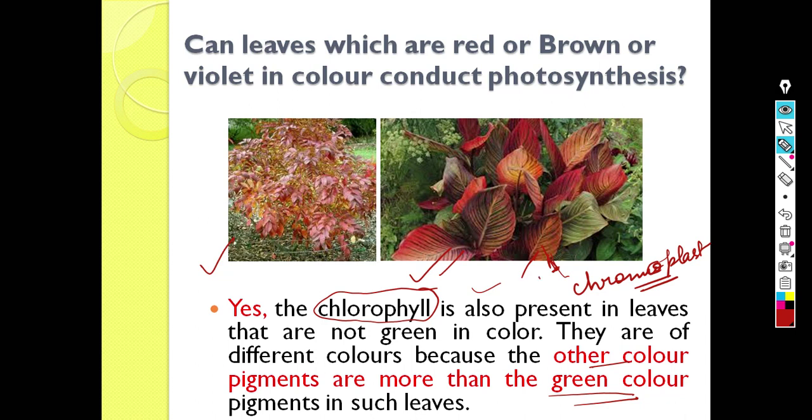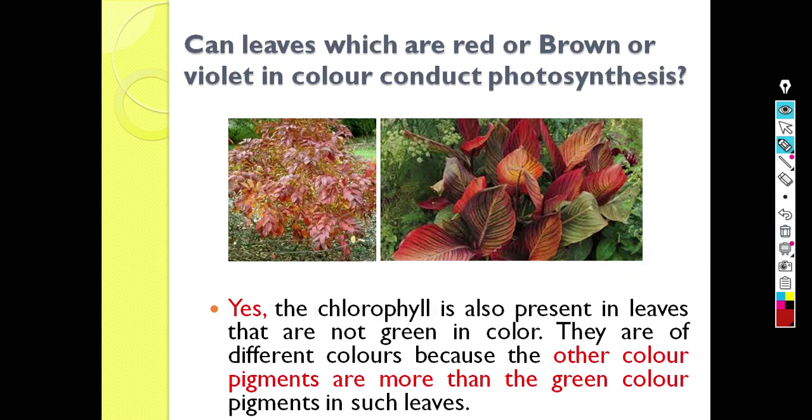If this red colored pigment is more in number, what will happen? The green color will hide behind it, and because it is hiding, it will not be visible. And which color will reflect more? It will be the red pigment. But still we should know that these also have chloroplast and chlorophyll, and that is why they are able to conduct photosynthesis.